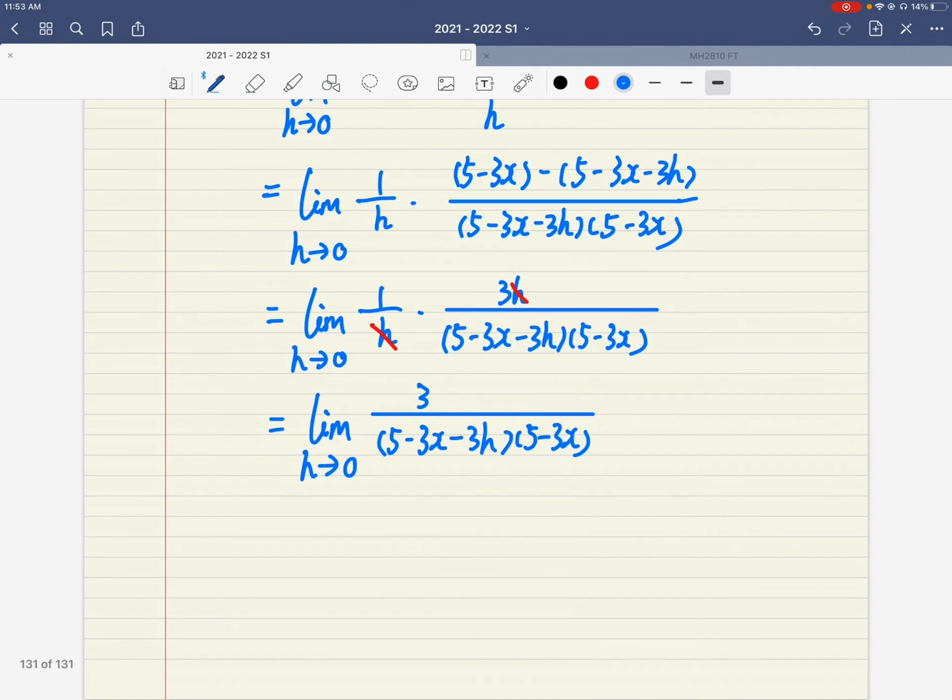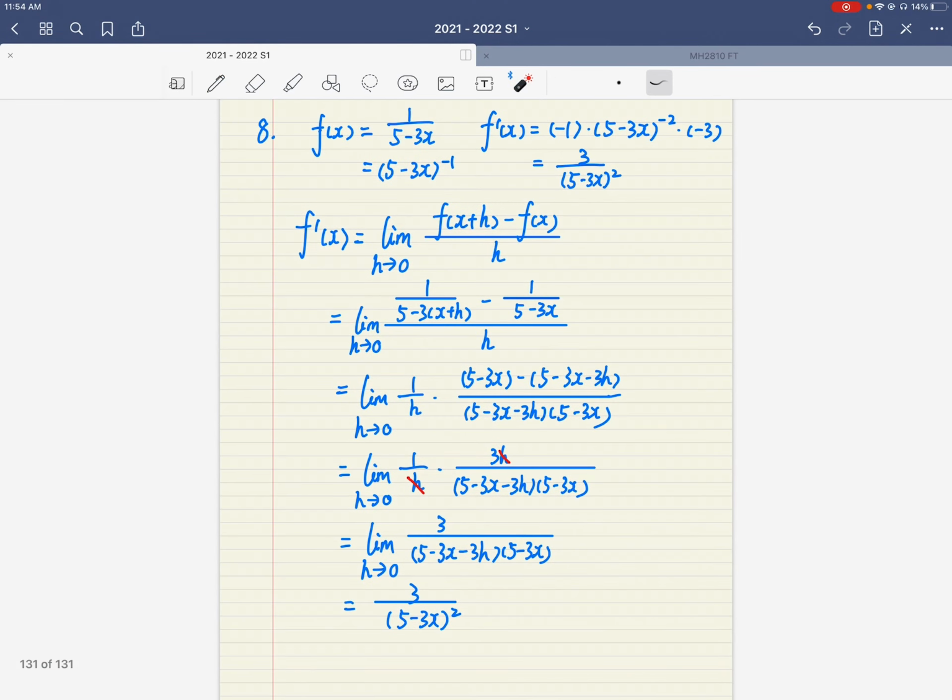Okay, now you can just do the substitution. Now h is 0. Okay, so it's just 3 over (5 minus 3x) squared. Okay, you can see it's the same as how you do the differentiation normally. And of course, it will give you the same result if you've done everything correctly.